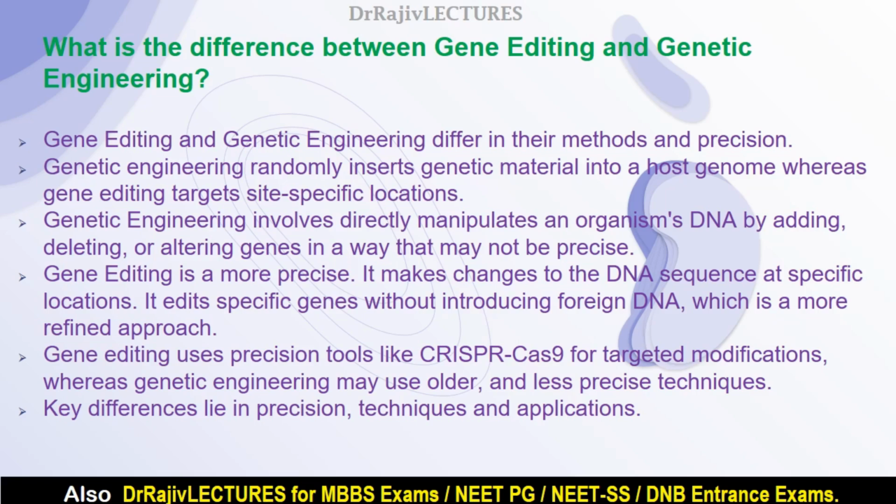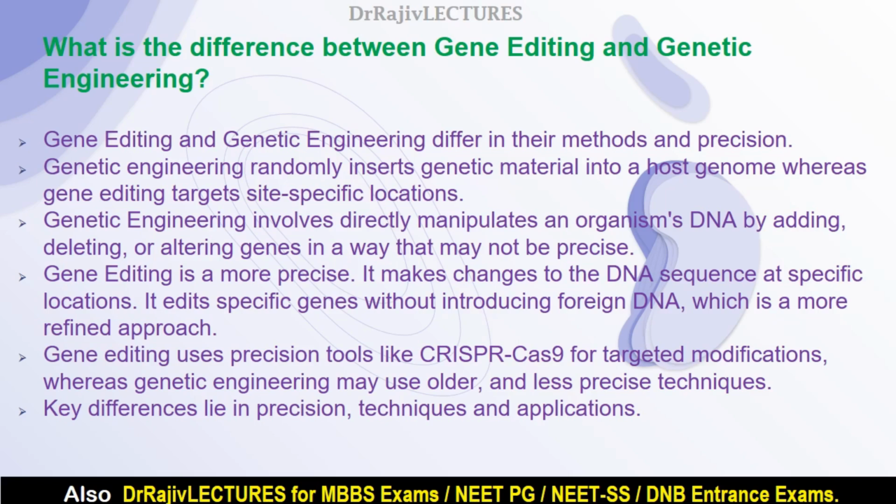It targets changes to the DNA sequence at specific locations. The CRISPR-Cas9 technique of gene editing allows deletion, replacement, or adding DNA at precise loci in the genome. It edits specific genes without introducing foreign DNA, which is a more refined approach. Key differences lie in precision, techniques, and applications.